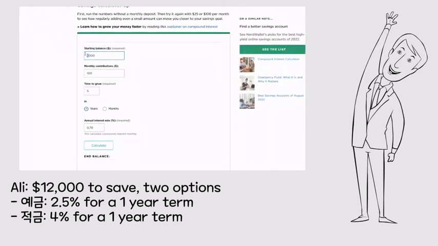Alright, so starting with the Jokkum, we have a starting balance of $1,000 with $1,000 contributions for 11 months, since that would give us our total of $12,000, right?